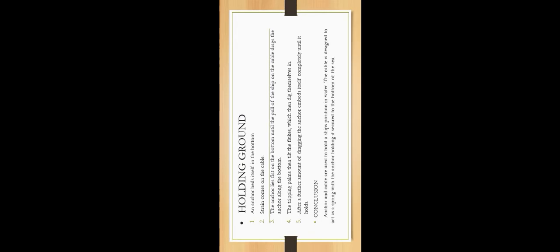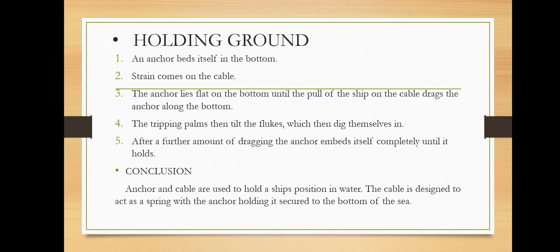So, reading the points. First, an anchor beds itself in the bottom. Second, strain comes on the cable. Third, the anchor lies flat on the bottom until the pull of the ship on the cable drags the anchor along the bottom. The tripping palms then tilt the flukes, which then dig themselves in.